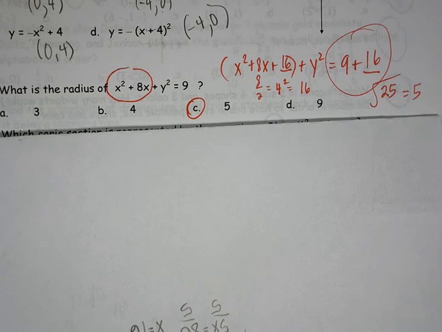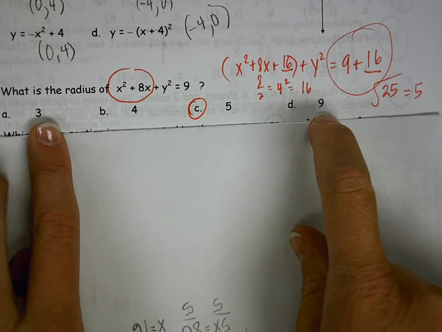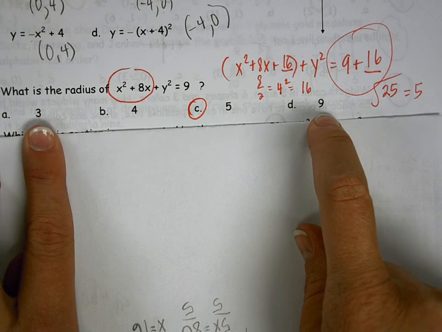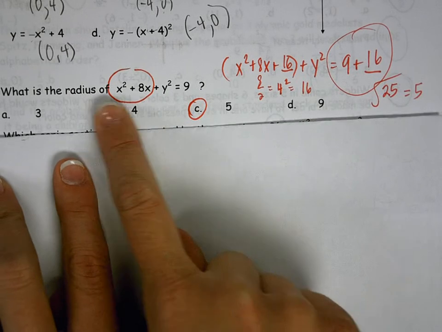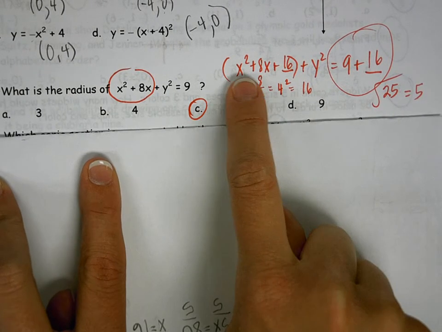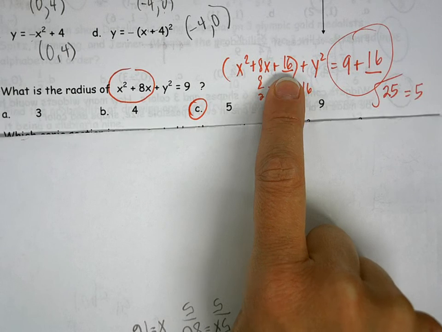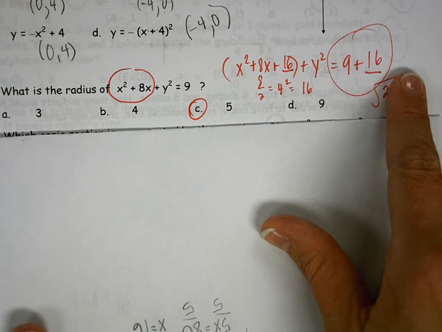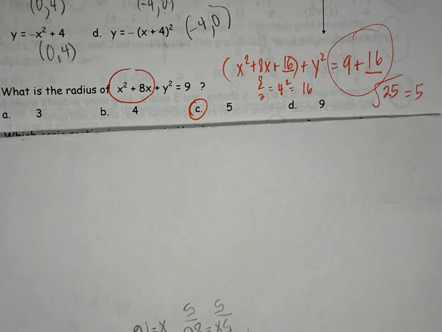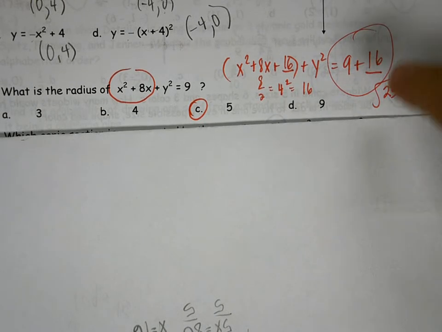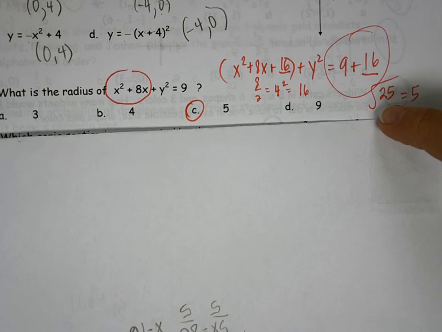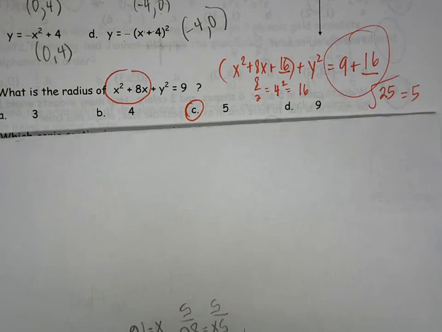So when you're finding the radius, a lot of students will choose 3 or 9, but that is incorrect because it is not in standard form. So you have to complete the square, okay? So that's why I have x squared plus 8x plus blank, and then plus y squared equals 9 plus the blank. And then you go through and complete the square, and this ends up being 25. But remember, you have to take the square root of that number, which ends up being 5. So just remember, when you're finding these answers, they need to be in your standard form.